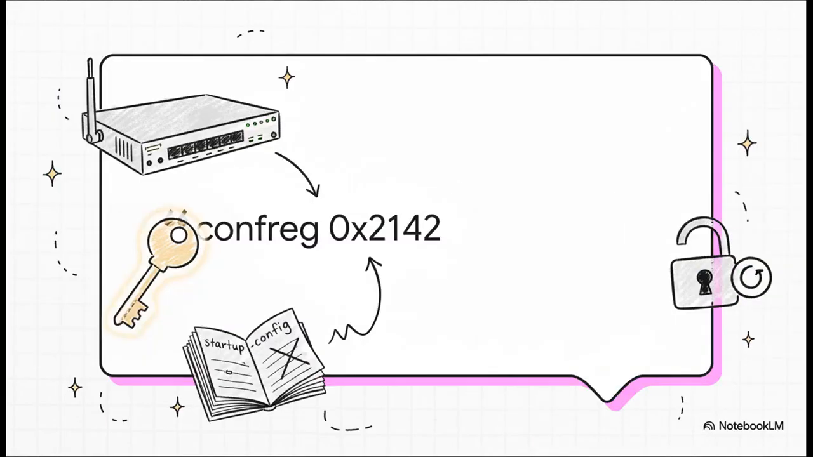This one command is the key to the entire operation. Config register 0x2142. That configuration register, it's a fundamental setting that tells the router how to boot up. By changing its value to this magic number, 0x2142, while you're in that special maintenance mode, you're basically flipping a switch that tells it, hey, on the very next boot, just ignore the startup config. It is your emergency override.